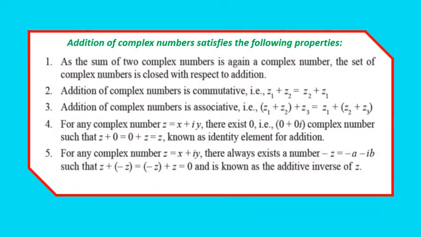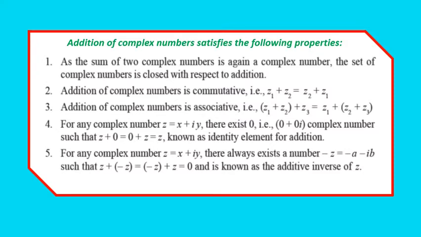Now addition of complex numbers follows the following properties. The sum of two complex numbers is again a complex number. Clear? The set of complex numbers is closed. That is, the addition of complex numbers follows closure property. That is, if you add two complex numbers, you will get a complex number. The addition of complex numbers follows commutative property. That is, z1 plus z2 will be equal to z2 plus z1. The addition of complex numbers follows associative property. That is, z1 plus z2 plus z3 can be done in any order.